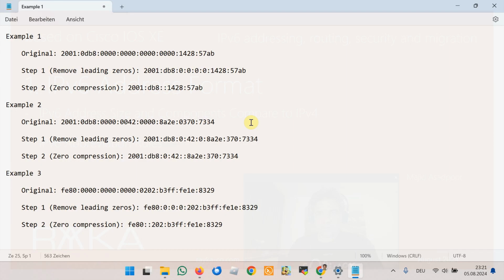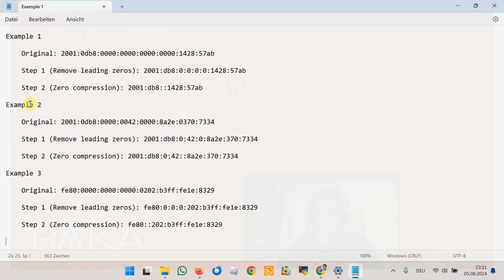Let's discuss 3 examples applying both rules. This is the original IP version 6 address. In the first rule, we remove the leading zeros and it will be converted to this address. The leading zeros here are removed from the IP address. And then we will replace these 4 consecutive zeros with a single double colon, and this is the final compressed version of the IP version 6 address.